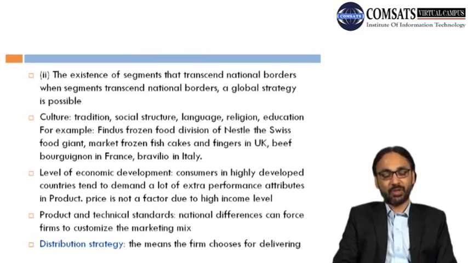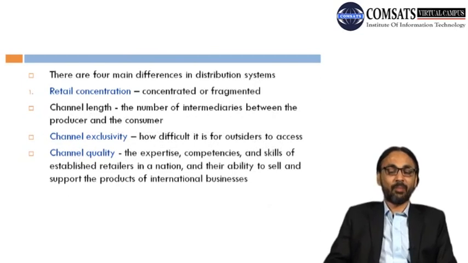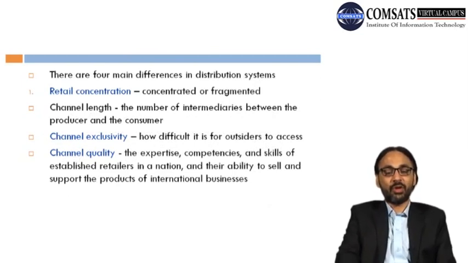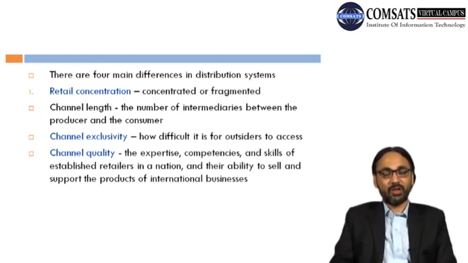The next one is distribution strategy, which means the way the firm chooses for delivering its products. There are four main differences in distribution systems: retail concentration, channel length, channel exclusivity, and channel quality. These are the four different things which can affect the distribution system.